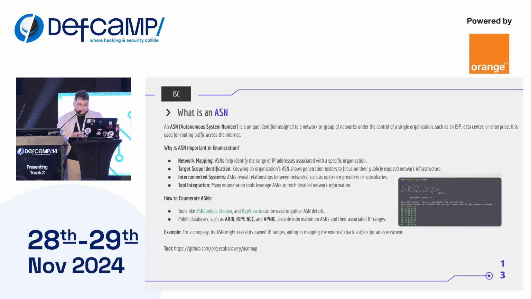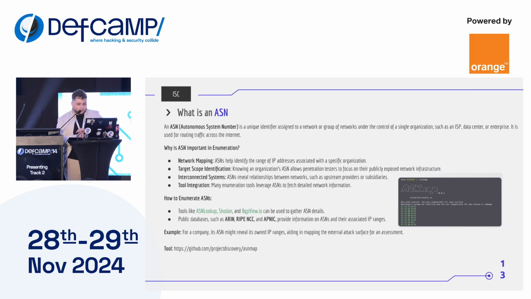It allows penetration testers to focus on their publicly exposed network infrastructure. And also, it reveals relationships between networks, like providers and subsidiaries. And for this, we can use tools like ASN Lookup, Shodan, bgpview.io, and such tools. I'll show you in a couple of seconds.